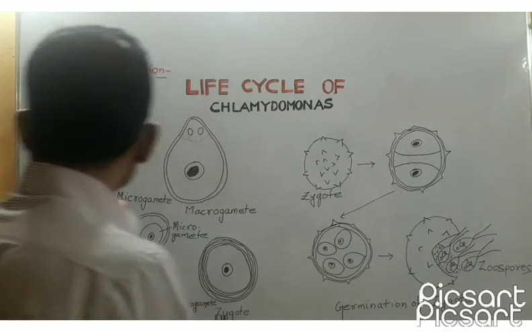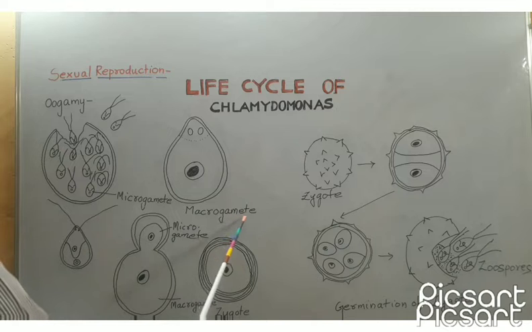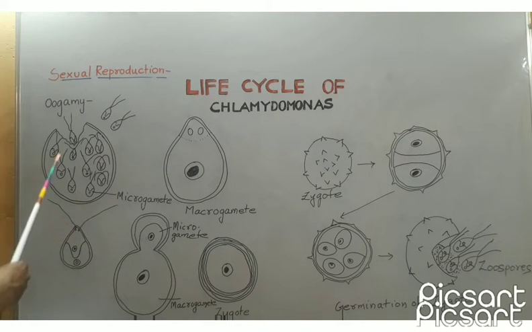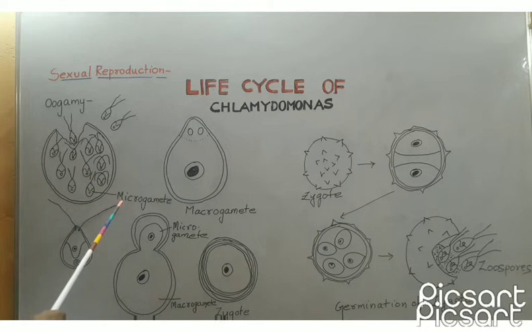In this process also, the male gametes and the female gamete are morphologically dissimilar. The male gamete is known as microgamete and the female gamete is known as macrogamete, which is equivalent to egg or ovum. At the time of formation of microgamete, the protoplast of the male cell divides repeatedly to form 16 daughter protoplasts, and the 16 daughter protoplasts transform into 16 uninucleate biflagellate microgametes. The microgametes are smaller and they are more active.